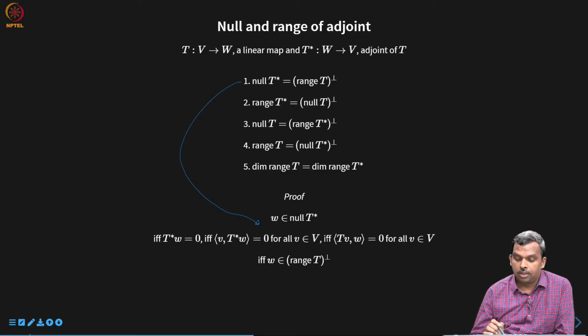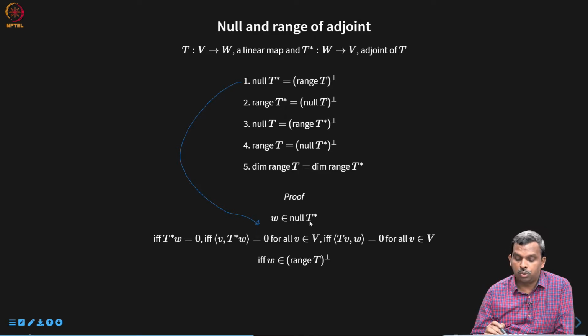So w belongs to the null space of T star if and only if w's inner product with any vector in the range of T, Tv for all v in V, has to be 0. This is where the crucial thing comes in. If this has to be 0, then clearly w belongs to the orthogonal complement of range of T. So every vector in the range of T is orthogonal to w if w belongs to null T star, and it's all if and only if. You can go the other way also.